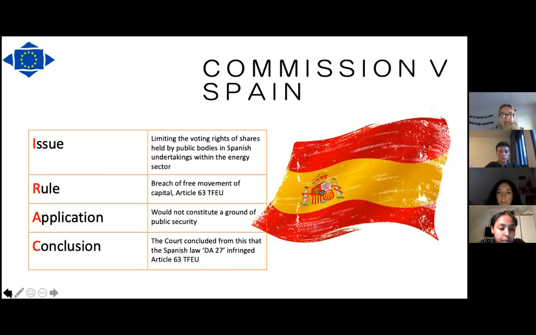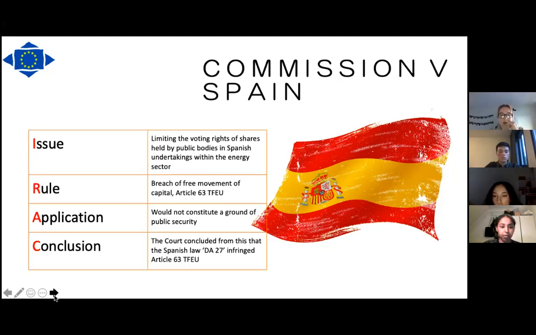Spain enacted a law, DA 27, limiting the voting rights of shares held by public bodies in the Spanish undertaking within the energy sector. The law provided that during an initial 2-month period, the voting rights of shares held by public bodies in Spanish undertakings operating in the energy sector were suspended. The Spanish Council of Ministers was able to decide to not recognize the voting rights and to make exercise of these rights subject to certain conditions.